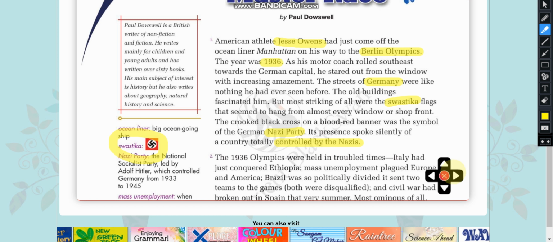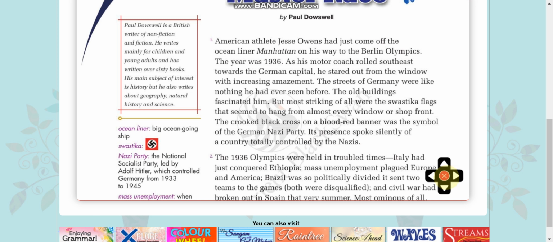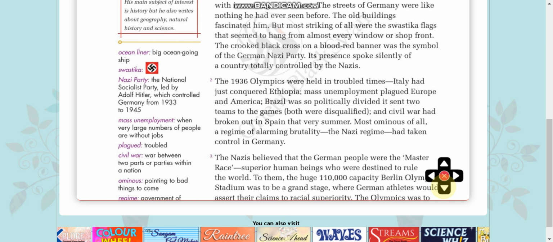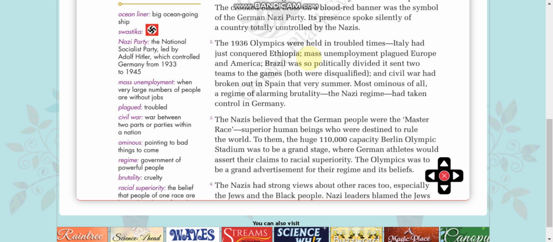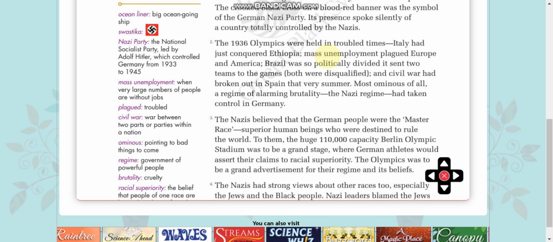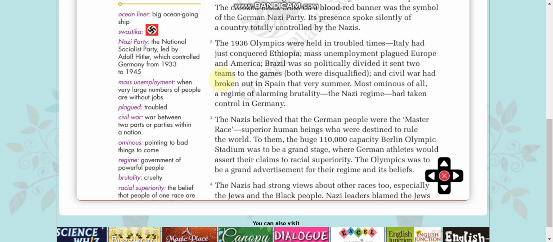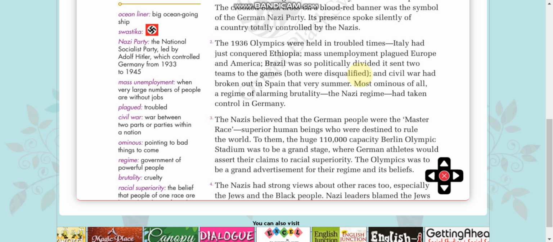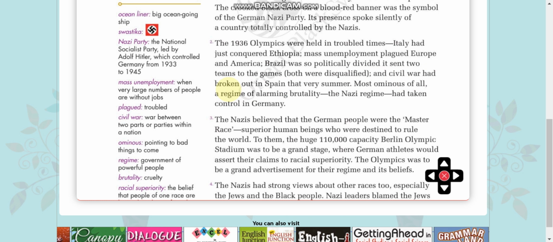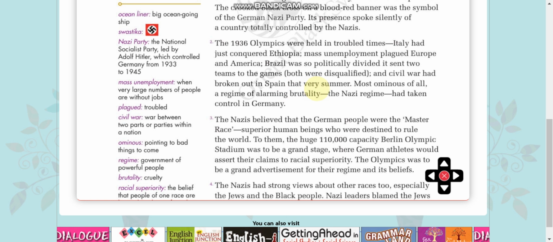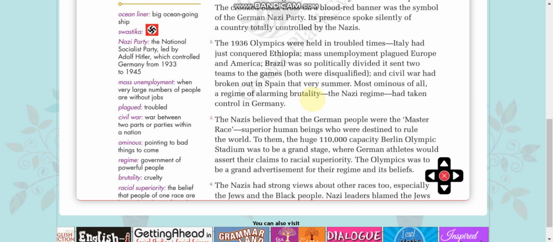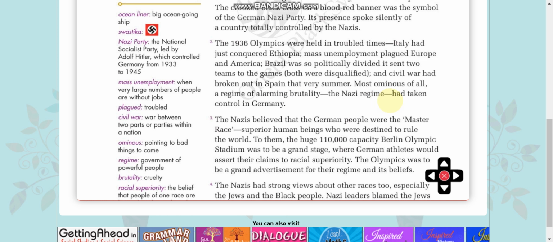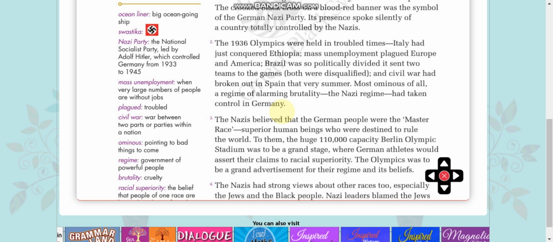Now, let us read on. In 1936, Olympics were held in troubled times. Italy had just conquered Ethiopia. Mass unemployment plagued Europe and America. Brazil was so politically divided, it sent two teams to the games, and both were disqualified. And civil war had just broken out in Spain that very summer. Most ominous of all, a regime of alarming brutality, the Nazi regime, had taken control in Germany.